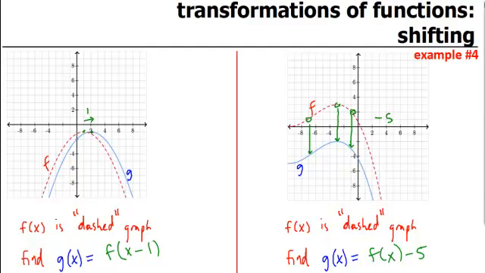Now that f of x could be, again, the absolute value, the quadratic or parabola, the square root, the cube root, or the cube. Any of the functions could be that f of x. I just want you to see that a vertical transformation happens outside of that function.